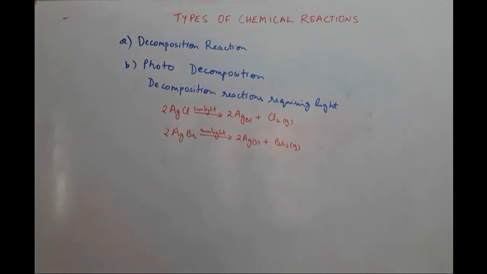The second reaction, that is silver bromide, is important and is used in black and white photography. So the important thing to remember is which type of reaction is used in black and white photography. It is the reaction where silver bromide decomposes in the presence of light to give us silver as well as bromine. So these are types of photo decompositions, wherein decomposition reactions need light for the reaction to proceed, or for the reactant to break down to give us products.